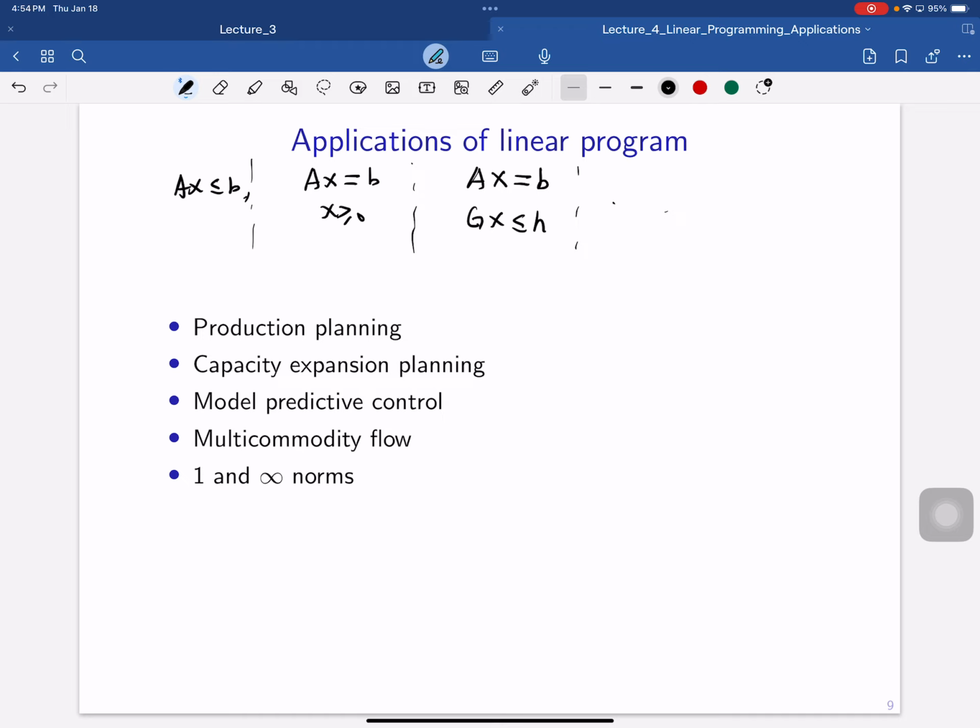Yeah. So the rest of this lecture is only about applications. There is no math in this lecture, so you can sit back and relax. There will be no proofs and so forth. Okay. So let's motivate the linear programming problem using some engineering applications.